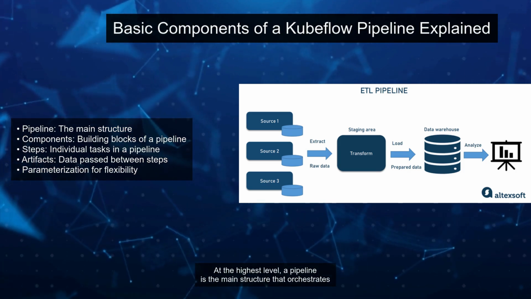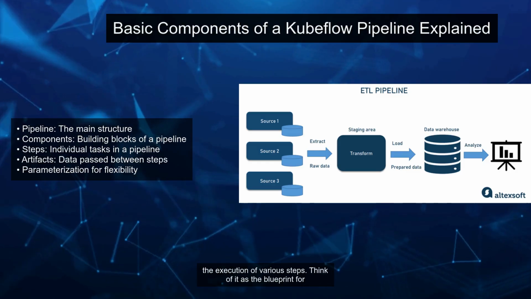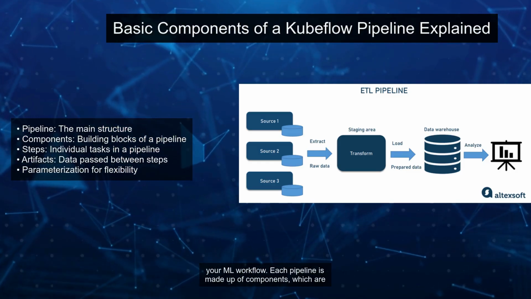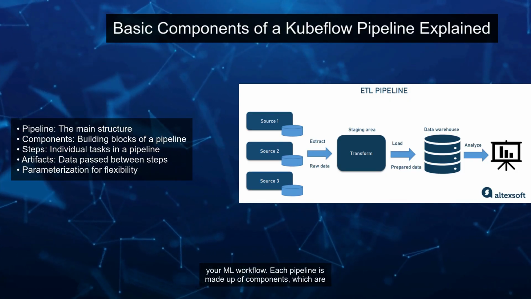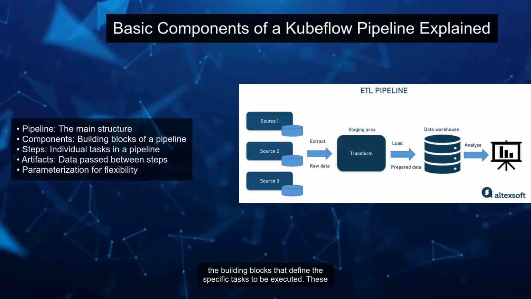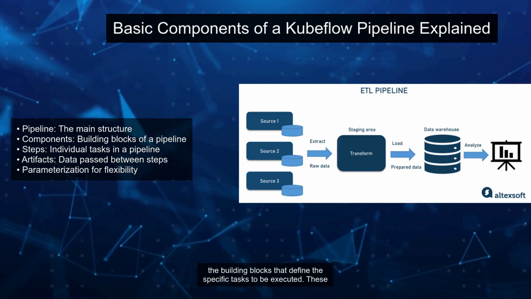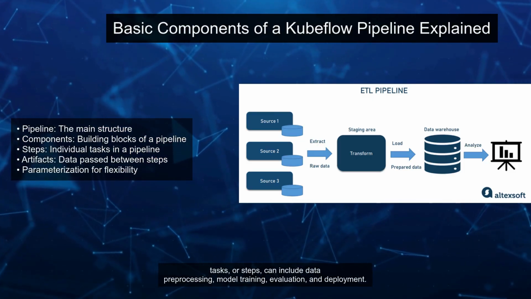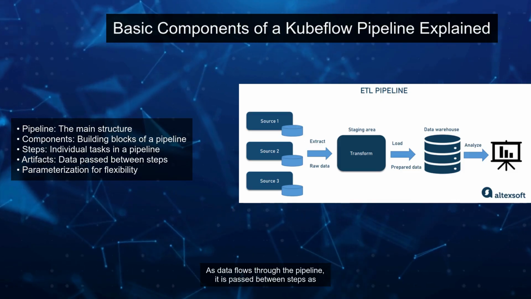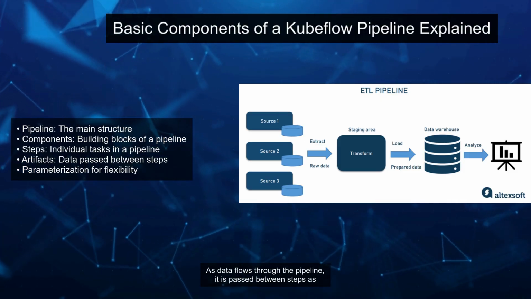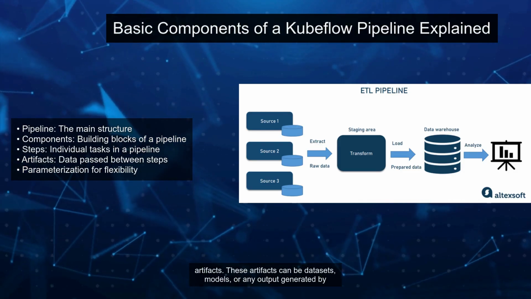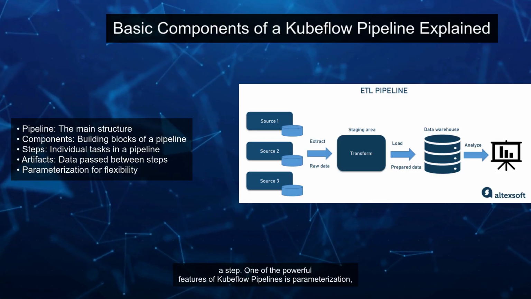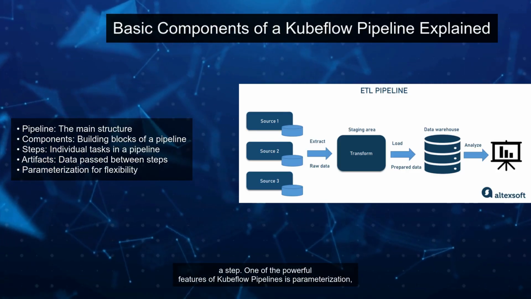To effectively use Kubeflow pipelines, it's crucial to understand its basic components. At the highest level, a pipeline is the main structure that orchestrates the execution of various steps. Think of it as the blueprint for your ML workflow. Each pipeline is made up of components, which are the building blocks that define the specific tasks to be executed. These tasks, or steps, can include data preprocessing, model training, evaluation, and deployment. As data flows through the pipeline, it is passed between steps as artifacts.